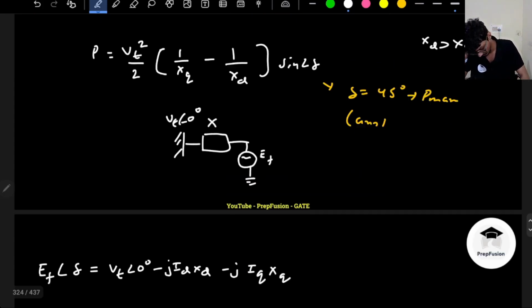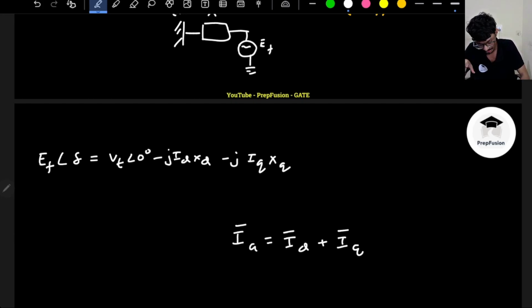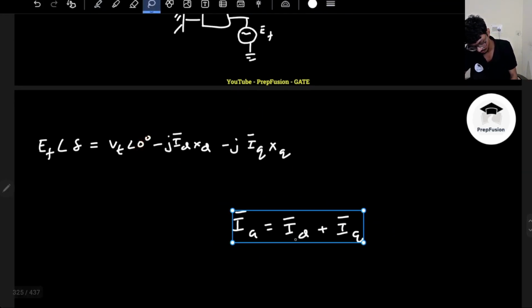Okay, armature current I have to find out. Armature current is what? Armature current is basically a combination of Id plus Iq, right? This we have derived. Armature current is a combination of Id plus Iq, right? These Id and Iq are all in vector format. So I can actually replace this equation, right? I can replace this equation.